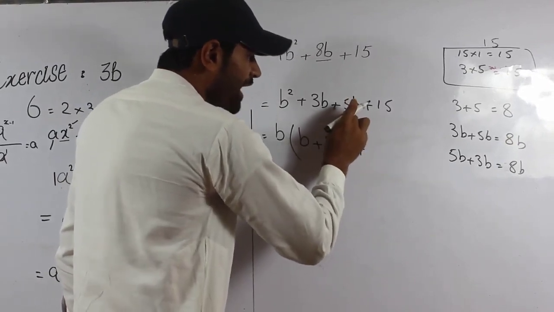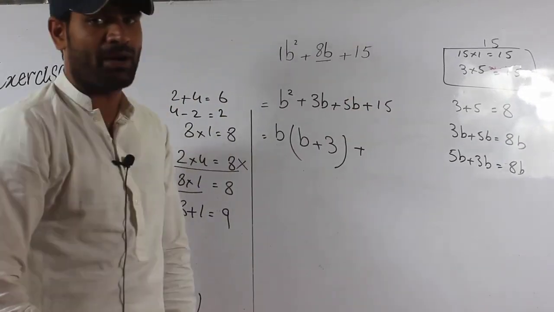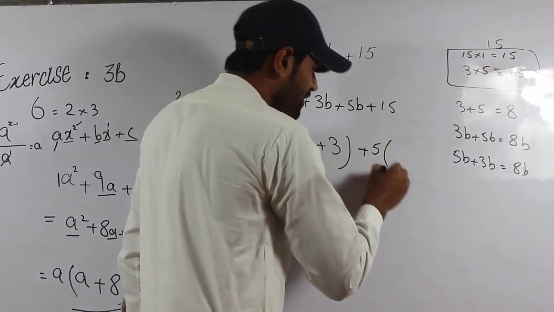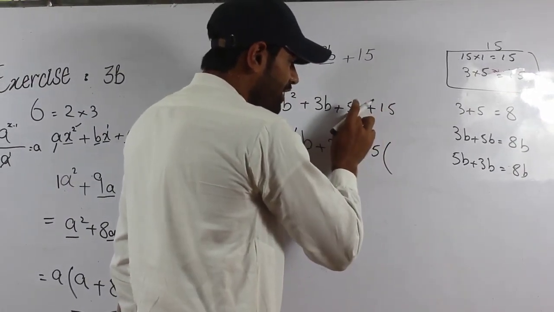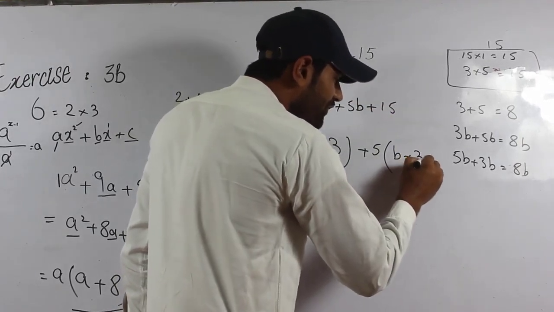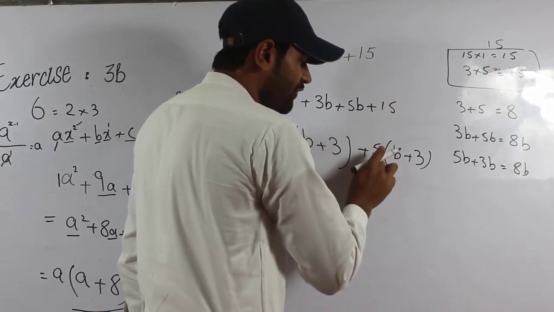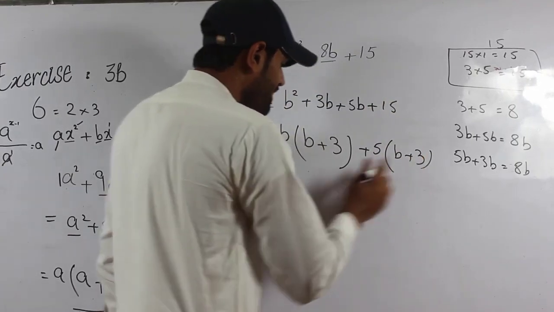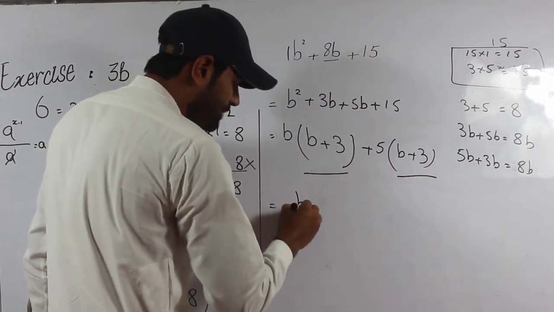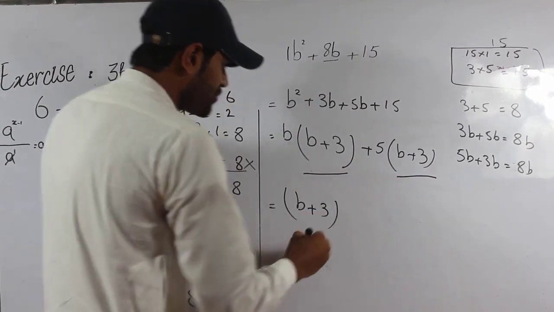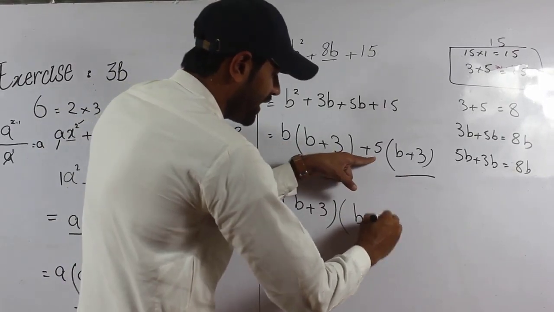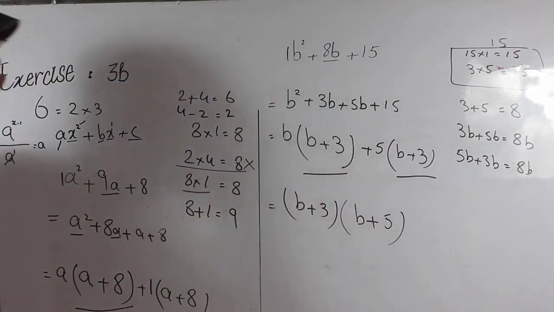Then plus 5b plus 15, which number is common? 5 plus 15, 5 is common here. So divide by 5: 5 cut with 5, only b is left. And 5 threes are 15, so we divide 15 by 5 and 3 remains. So here I get the same factor, b plus 3. I take b plus 3 common. Here b remains and here 5 remains. So these are the factors.